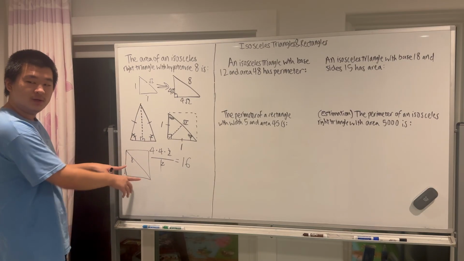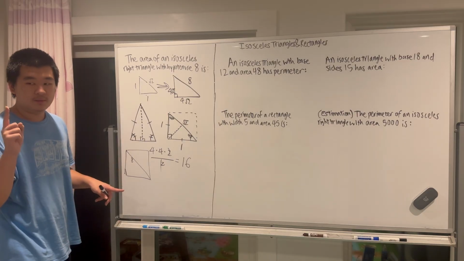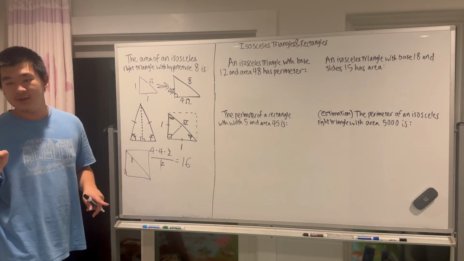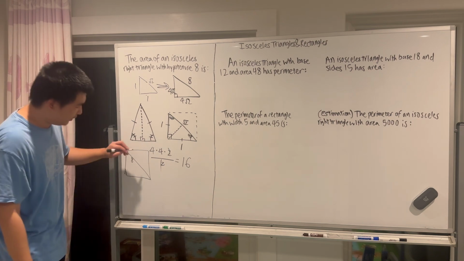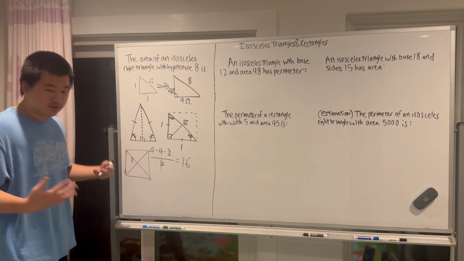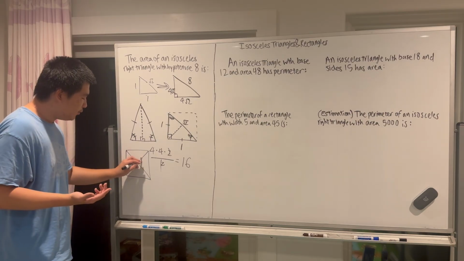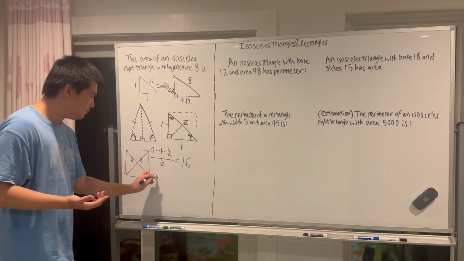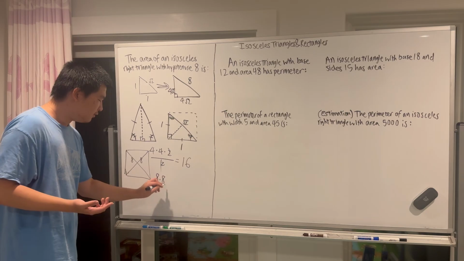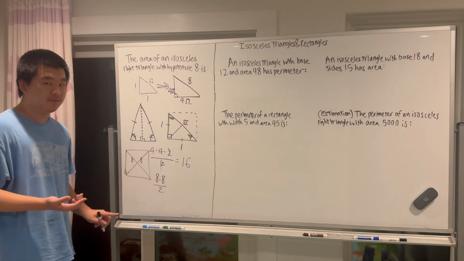A square, though, is also a rhombus. And to find the area of a rhombus, you can multiply the diagonals and divide by 2. And since it's a square, the diagonals have the same length. So to find the area of the square, we can multiply 8 times 8 divided by 2, and that is the area of the square.